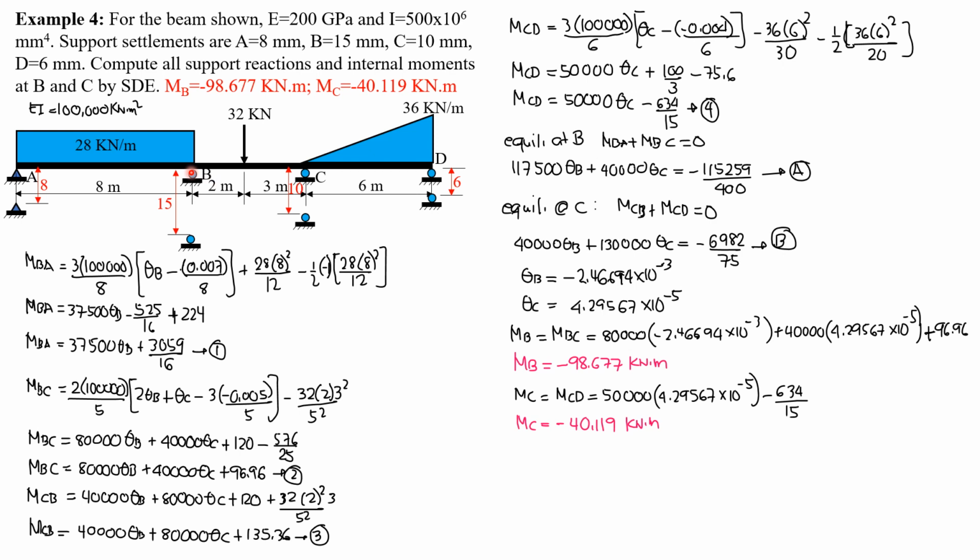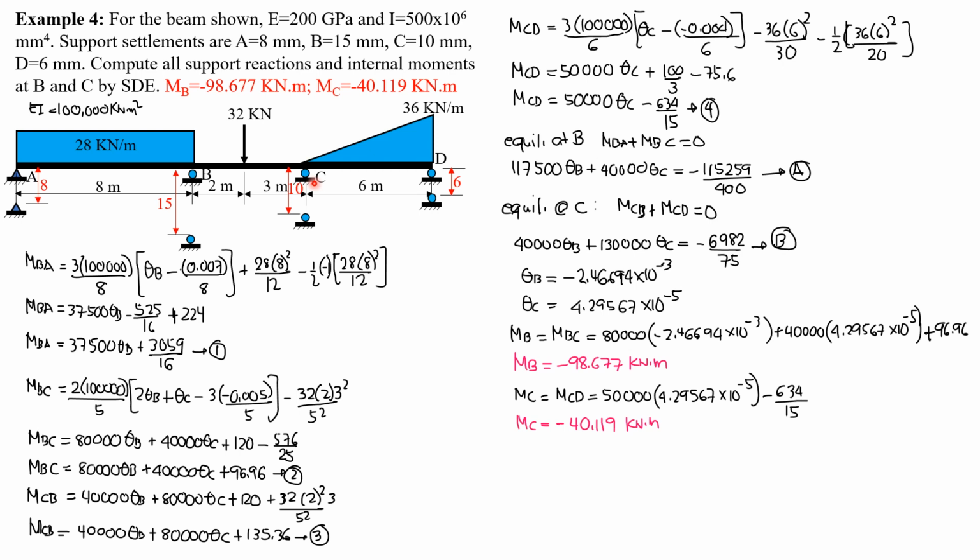which is WL square over 12 positive, 28 times 8 square over 12, minus 1 half the fixed moment at A, which is negative since it is at the left, negative 28 times 8 square over 12 by symmetry. Simplifying, 37,500 theta B for MBA, the value here is negative 525 over 16, and the combined value of these last two terms is 224. So combining like terms, MBA is 37,500 theta B plus 3,059 over 16. Call that equation 1.